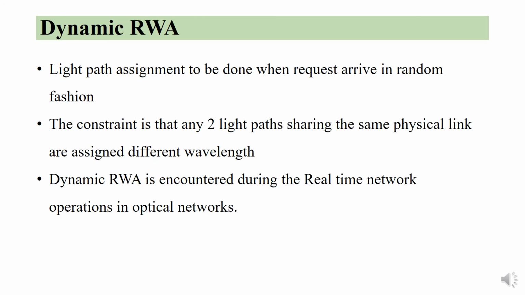Dynamic RWA. In this case, the light path assignments are done when requests arrive in a random fashion. The objective of dynamic RWA is to route and assign wavelengths in such a way as to minimize the blocking probability of the channel. When there are no wavelength channels available, no link can be set up between the desired nodes from source to destination. Such unavailability of network links between these two nodes leads to blocking of the channel. So in order to avoid this problem, it is important to determine the blocking probability of the network.